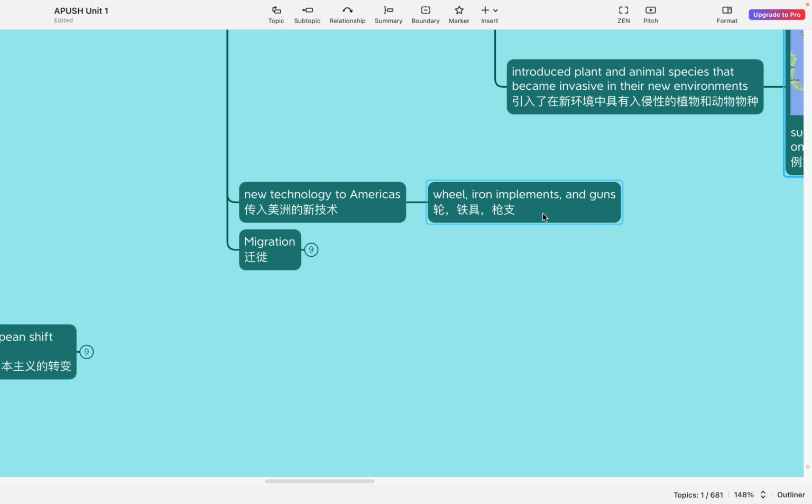Iron farming tools like plows, hoes, and sickles made agricultural productivity soar, turning small farms into mega farms. And then there's gunpowder technology brought by Europeans, which added a whole new dimension to conflicts, like introducing fireworks to a rock, paper, scissors game, greatly altering the military landscape of Native American societies.